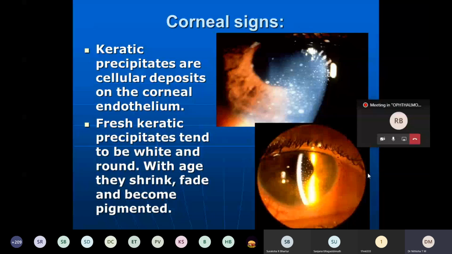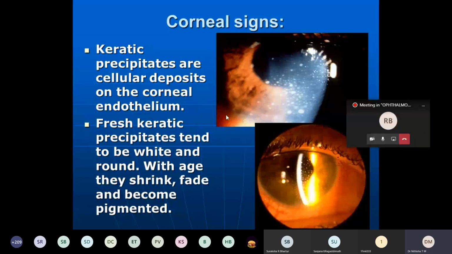So fresh KPs and old KPs, how do you differentiate? Fresh keratic precipitates are white, round, and have crenated margins. When they become old, they become pigmented and shrink in size. This is the way to differentiate fresh keratic precipitates from old keratic precipitates.